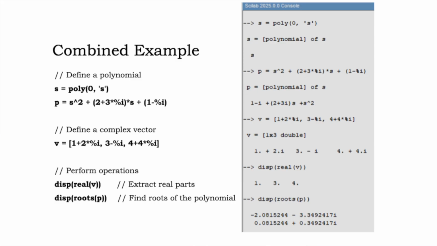Let us combine complex numbers, polynomials, and vectors into a single example now. Define a polynomial s equal to poly 0, s. p is equal to s to the power 2 plus 2 plus 3 into percentage i into s plus 1 minus percentage i. Define a complex vector v equal to 1 plus 2 into percentage i, comma 3 minus percentage i, comma 4 plus 4 into percentage i.